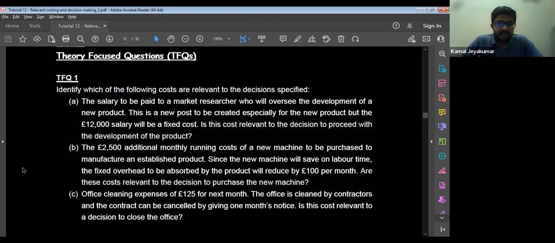Scenario A says that the salary to be paid to a market researcher who will oversee the development of a new product. The new post is to be created especially for the new product, but the £12,000 salary will be fixed. Is this cost relevant to the decision to proceed with the development of the product? Right? Can you guys quickly say whether this £12,000 salary is a relevant cost to the decision of proceeding with the development of the new product?